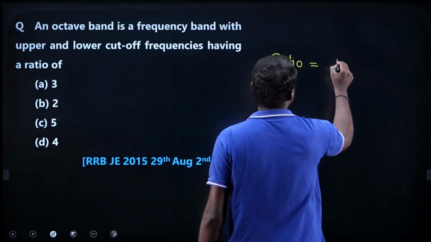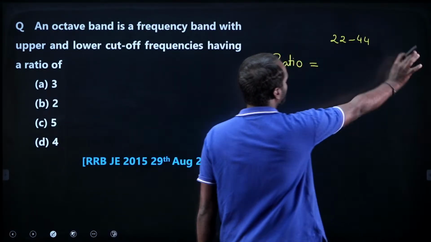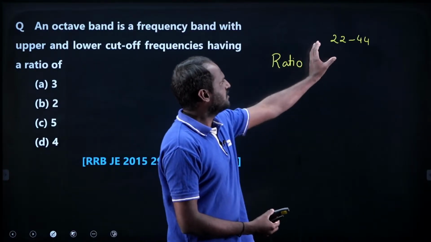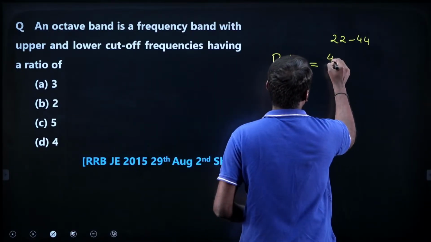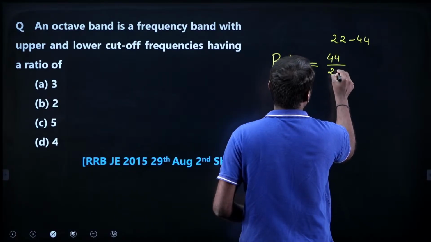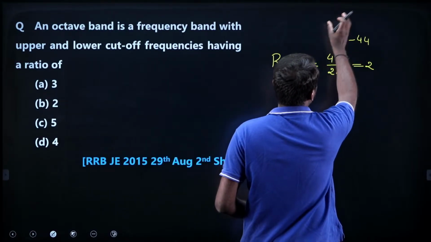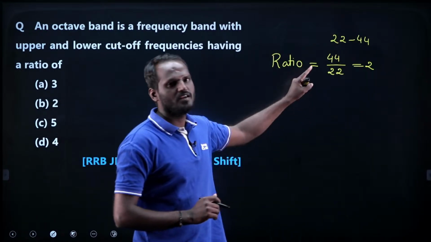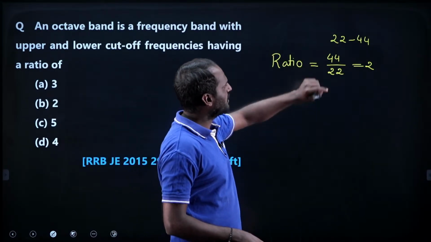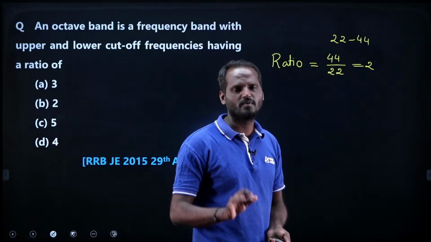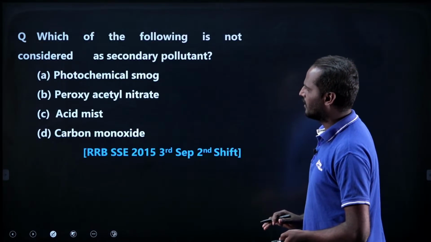If you take the 22 to 44 band, whatever may be the value, the upper limit is twice the lower limit. Therefore, upper by lower always gives you a value of 2. The ratio will be 44 by 22, which becomes 2. For any bandwidth, twice the lower will be the upper. If he asks in the exam, the lower by upper ratio is half, 1/2, right? You must remember it like that. This is what the octave band is about.